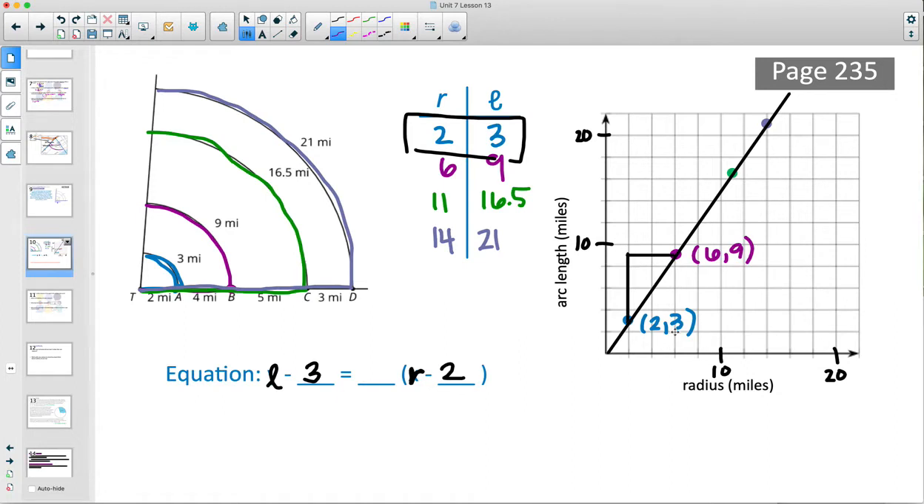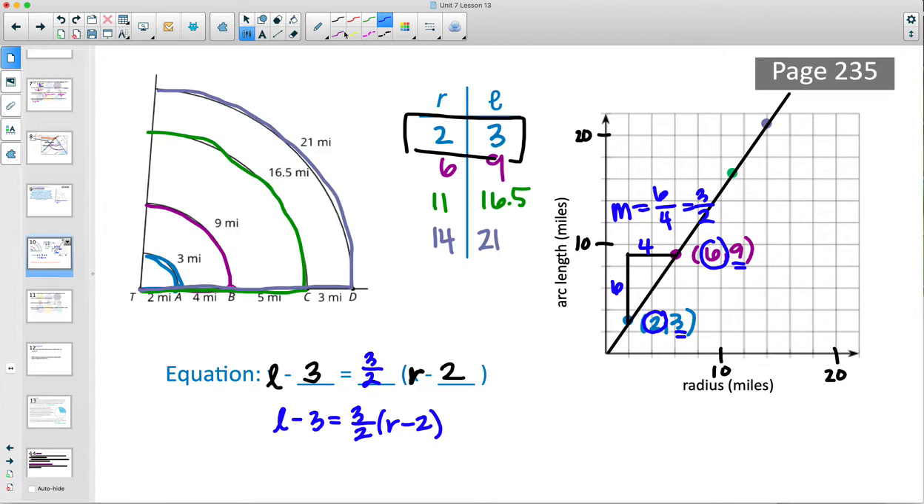So this rise is going to be comparing your Y coordinate. So comparing the movement up. So 3 to 9 would be a rise of 6 units. And then this run is going to compare your X's. So how far did we move from 2 to 6 was 4. So then this slope is going to be rise of 6, run of 4, which simplifies to 3/2. So we'll put that in here. And then we have our line. So we have L minus 3 equals 3/2 times R minus 2.